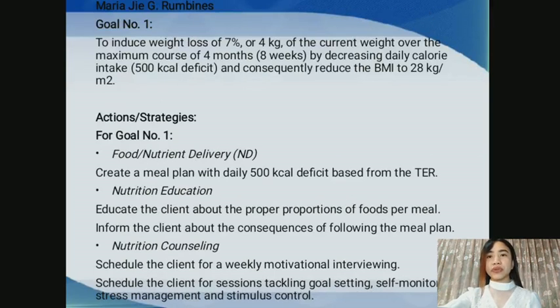For Mrs. Maria, the first goal is to induce weight loss of 7% or 4 kilograms of the current weight over the course of 2 months or 8 weeks by decreasing daily calorie intake with a 500 calorie deficit and consequently reduce the BMI to 28 kilogram per meter squared. The actions or strategies made were to create a meal plan with a daily 500 calorie deficit based from the TER. Next is to educate the client about the proper proportions of foods per meal and to inform the client about the consequences of following the meal plan.